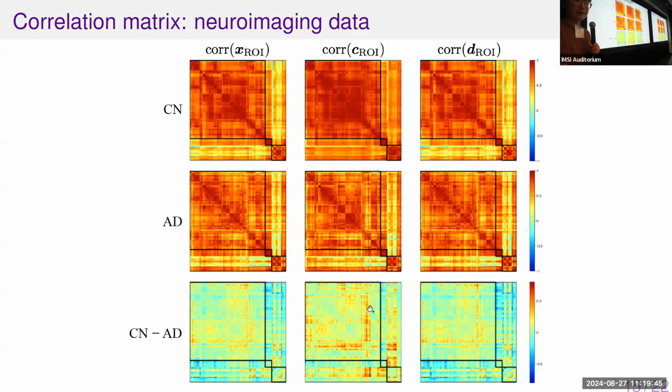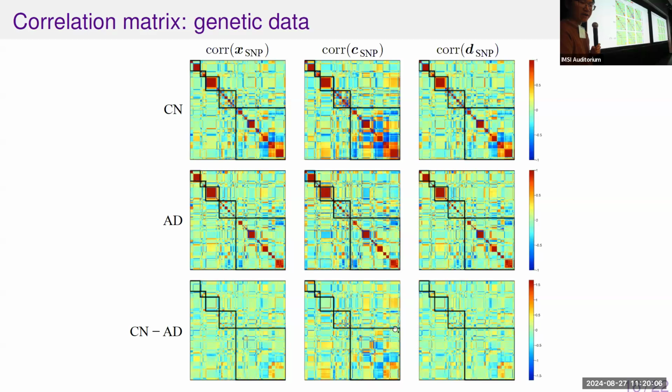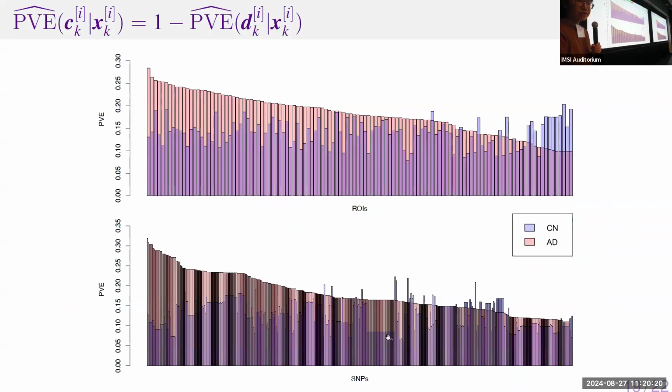We can see the common source vectors provide more distinguishable correlation matrix differences between these two groups, especially in this top left block. Similarly, for the SNP data, our common source vector C provides a more distinguishable difference between these two groups, for example in this bottom right block. And also, we can plot the proportion of variance explained by these common latent factors, and then we can see the difference between these CVP values between the two groups.